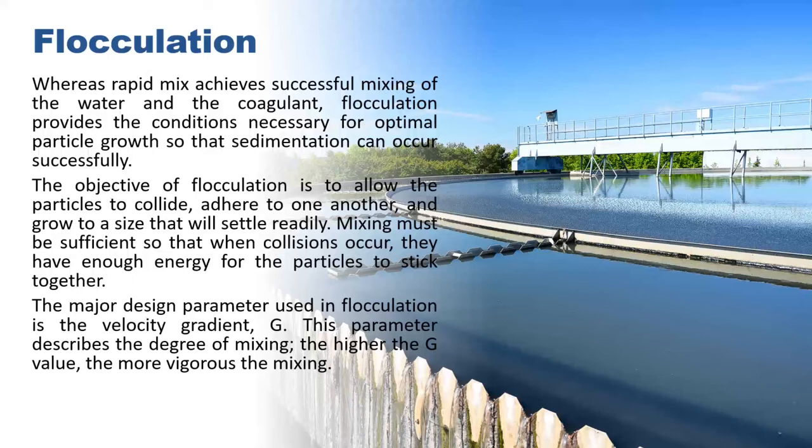The major design parameter used in flocculation is the velocity gradient, G. This parameter describes the degree of mixing, and the higher the G value, the more vigorous the mixing.